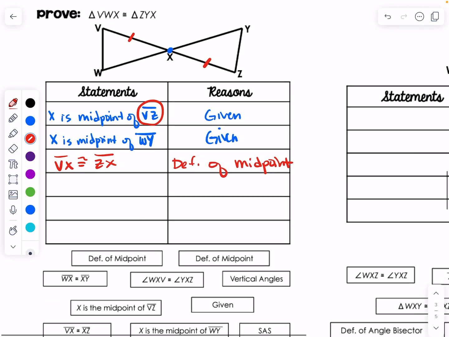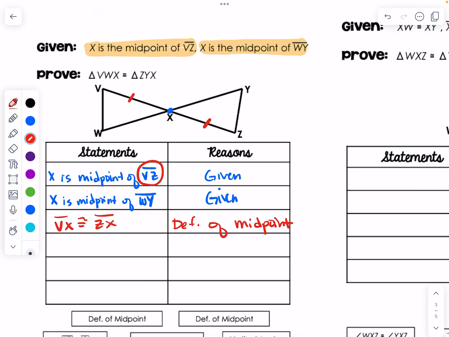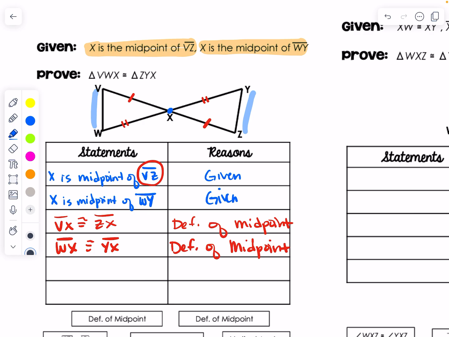I'm also going to say, because the second given was the second midpoint, that WX is congruent to YX. And that's also because of the definition of a midpoint. So now I'm looking for one more thing, right? And maybe you're thinking a side, but I can't say anything about a side.